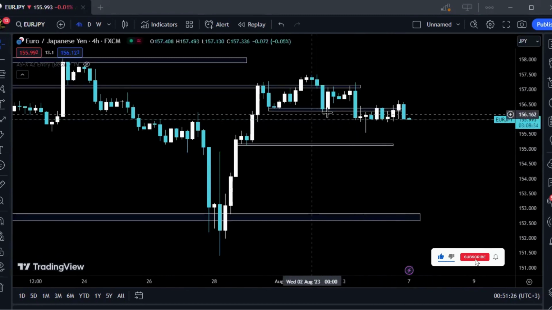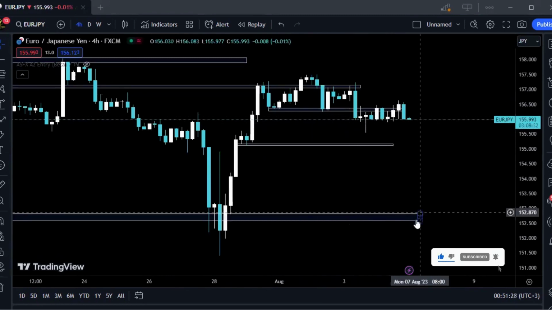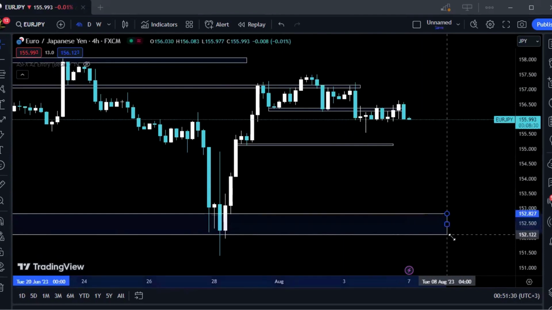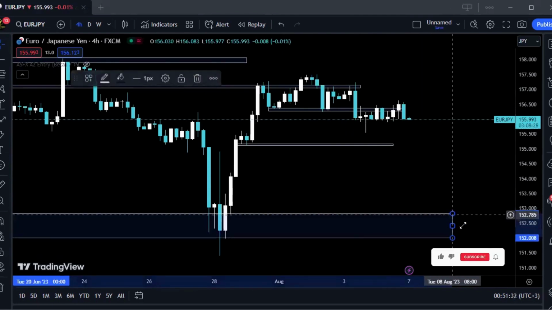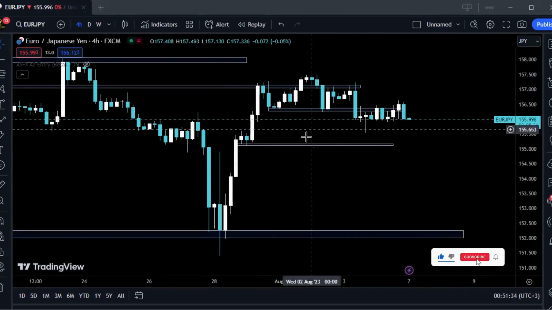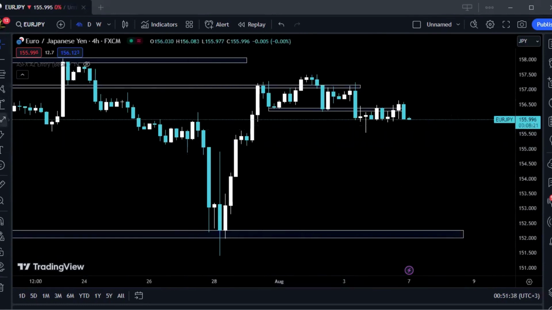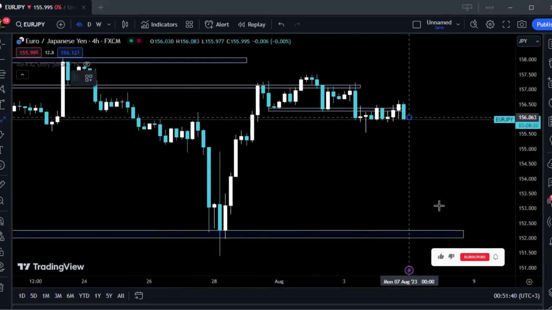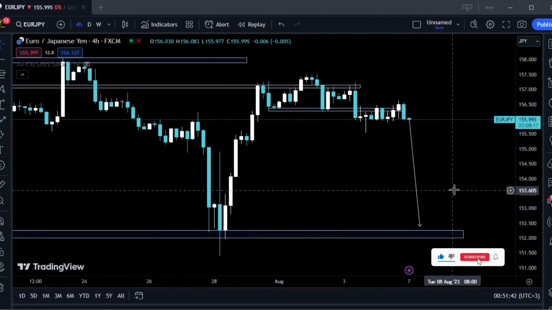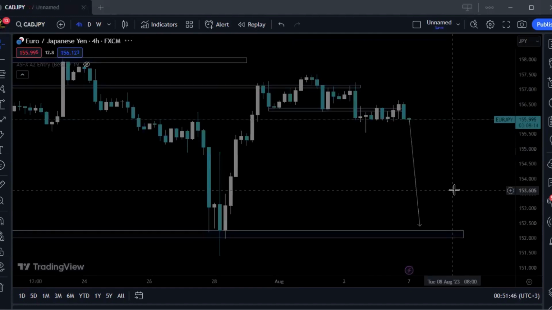As you can see, this was the most recent low. Structures broke below that, and what we're going to be looking for is for prices to keep on pushing lower until they reach these lows down here, right? So that's what we're anticipating to see happen on EuroJPY.